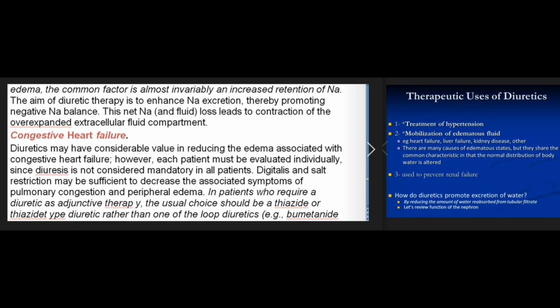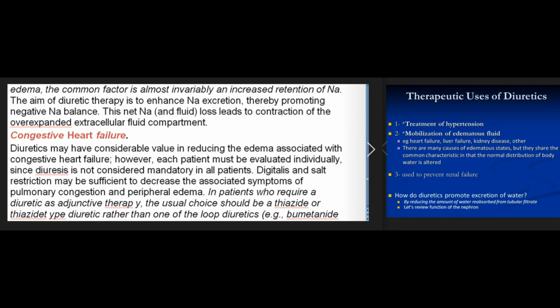Congestive heart failure. Diuretics may have considerable value in reducing the edema associated with congestive heart failure; however, each patient must be evaluated individually, since diuresis is not considered mandatory in all patients. Digitalis and salt restriction may be sufficient to decrease the associated symptoms of pulmonary congestion and peripheral edema.